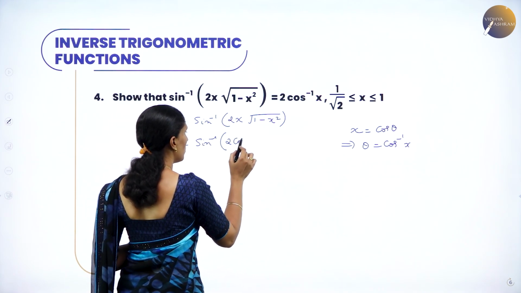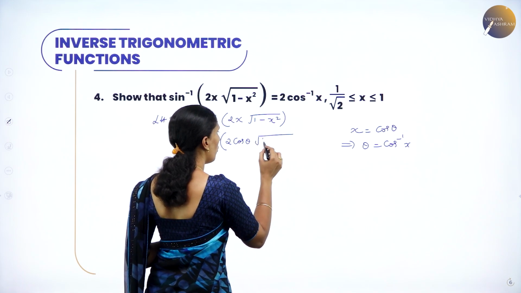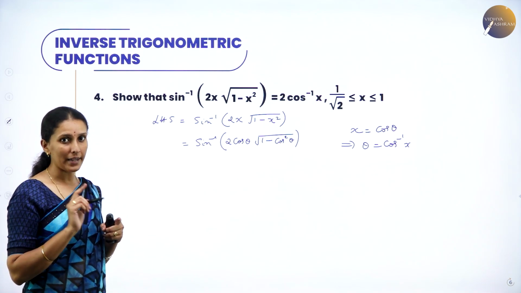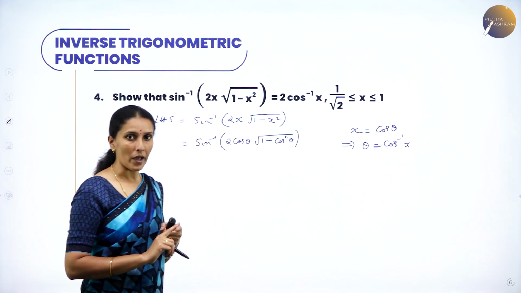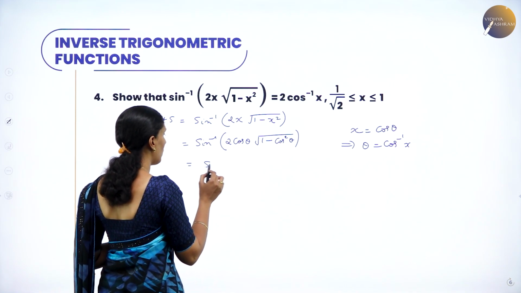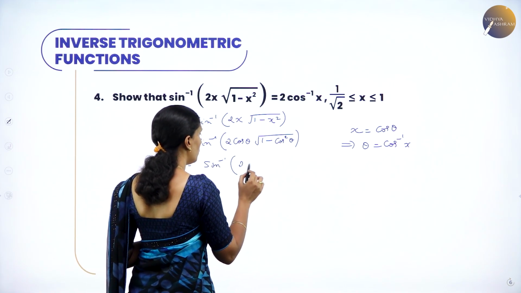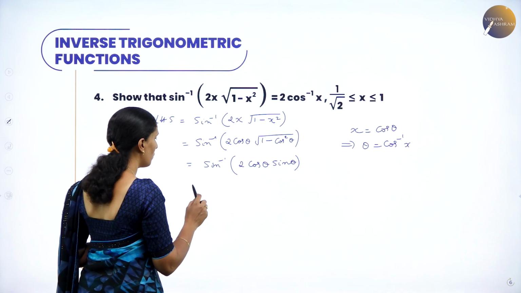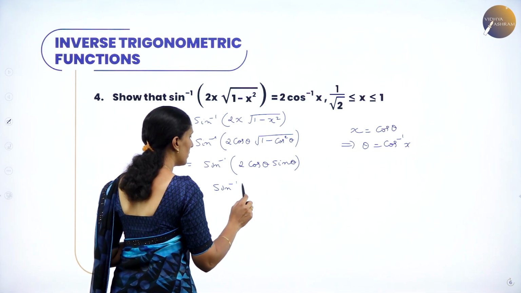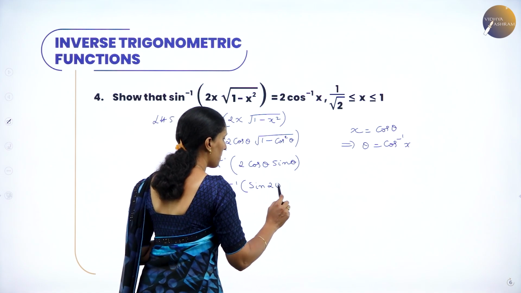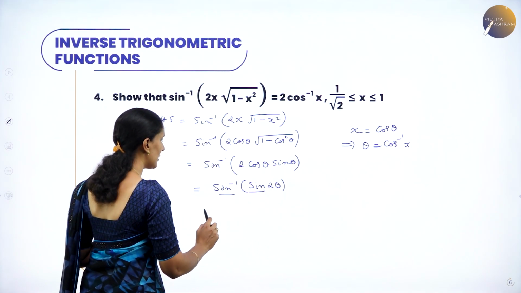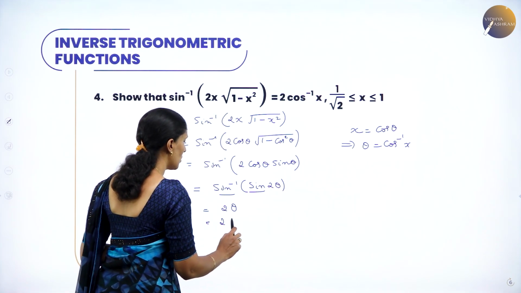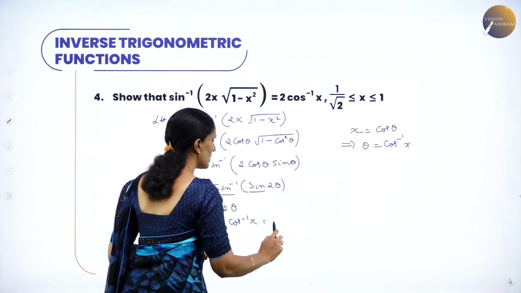So this becomes 2 cos theta root of 1 minus cos square theta. What is 1 minus cos square theta? Sine square theta. Sine square theta under the square root becomes sine theta. So this is equal to sine inverse of 2 cos theta sine theta. So this is same as 2 sine theta cos theta, which is sine inverse of sine 2 theta. Now sine inverse of sine theta is theta itself. So this is 2 theta. So theta is here cos inverse x. So this is 2 cos inverse x, which is the right hand side.